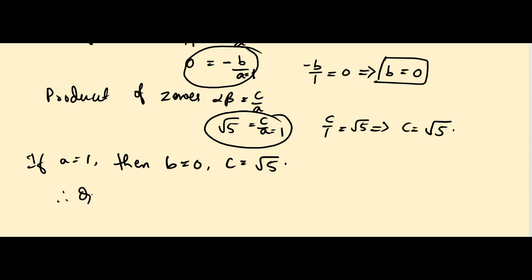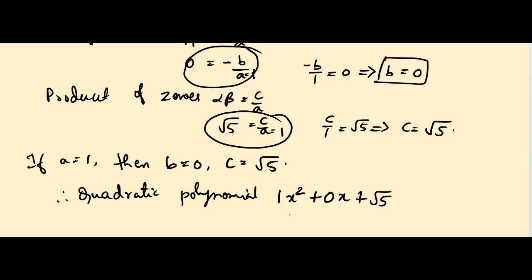Therefore, the given quadratic polynomial will become ax square plus bx plus c, right? We have taken the form, correct? So we will put a means here 1, x square plus bx, b we got 0, so 0x, plus c means root 5, correct? Or we can write simply x square plus root 5. This is the given quadratic polynomial.